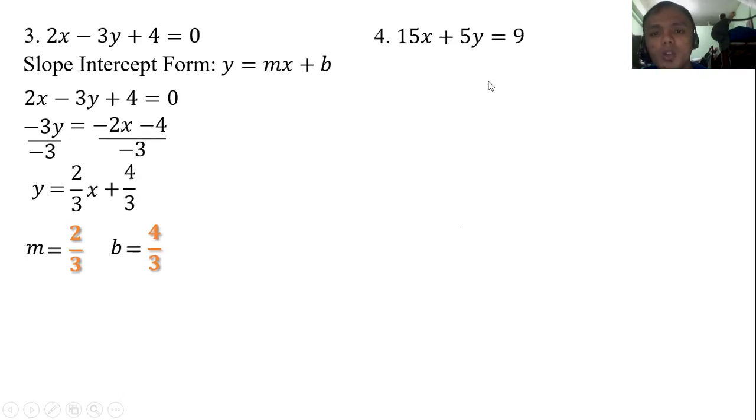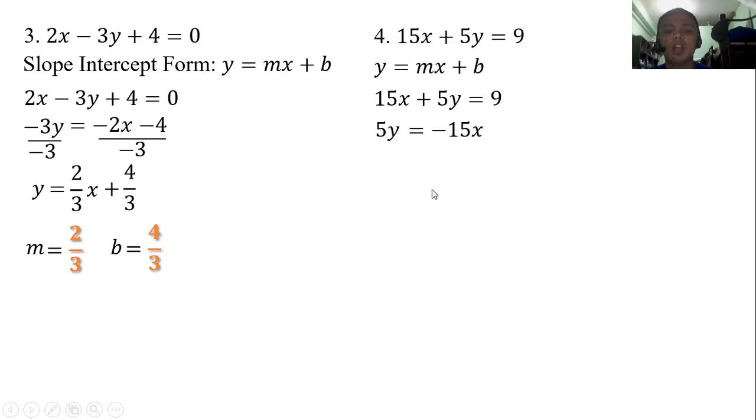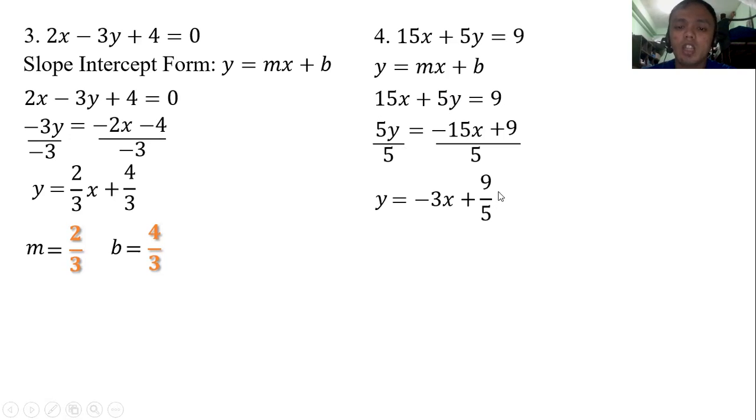15x plus 5y equal to 9. Okay, we just transpose again, using this form, slope-intercept form. We have 15x plus 5y equal to 9, transpose 15x to the other side. We can no longer move the 9 because it is already on the right side of the equal sign. So 15x only. So it becomes 5y equal to negative 15x plus 9. Then divide both sides by 5, cancel this out. Then we have y is equal to negative 15 divided by 5, negative 3, negative 3x. Then 9 divided by 5 is 9 over 5.